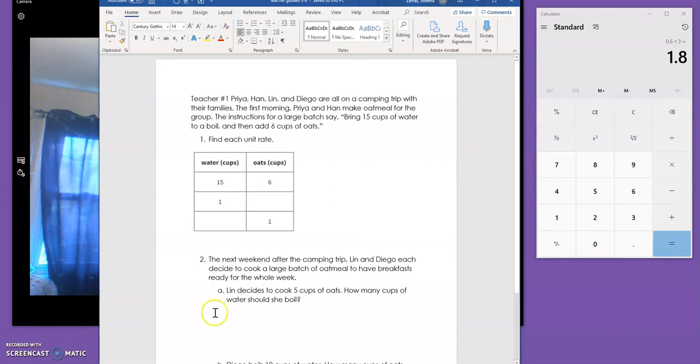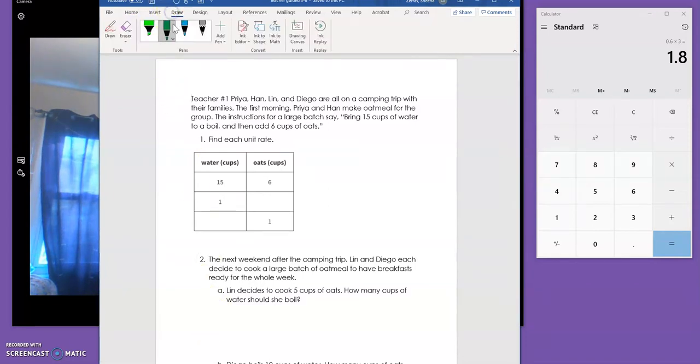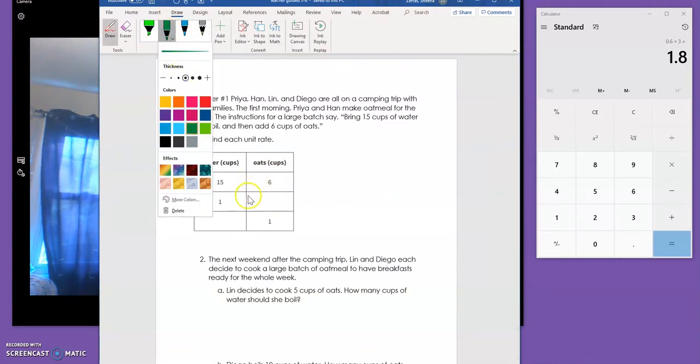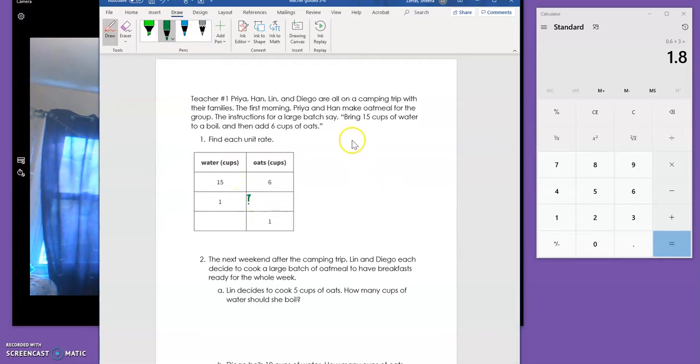To solve for the unit rate, I'm going to do these in 2 different colors to show you the 2 different unit rates, starting with this first one. I would suggest writing it in the margin as a fraction. And so we're taking the original information, 15 cups of water and 6 oats, and we want to make an equivalent rate where we have 1 cup of water. And so we're trying to figure out how much oats we should use.